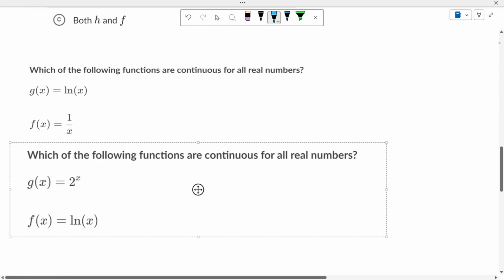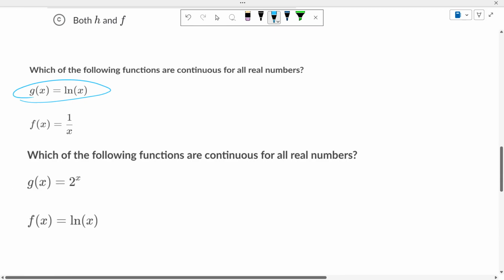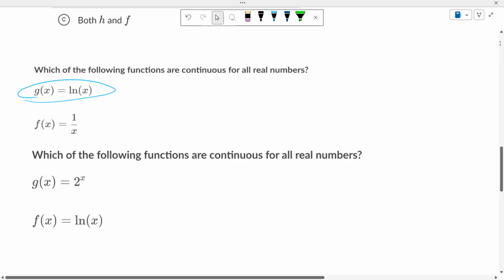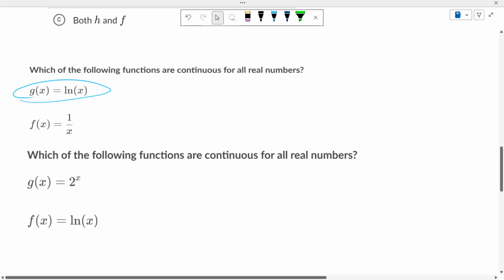All real numbers. Does this have a domain of all real numbers, the natural log of x? Well, you want to look at the graph. Once you look at the graph, you'll see that you can't take the natural log of a negative number, can you? The graph looks something like this. So this one is not continuous for all real numbers.